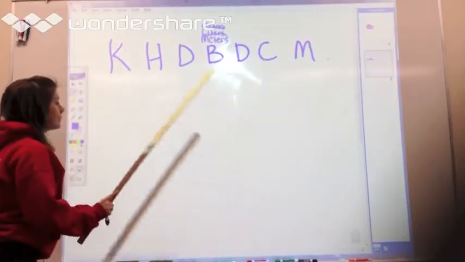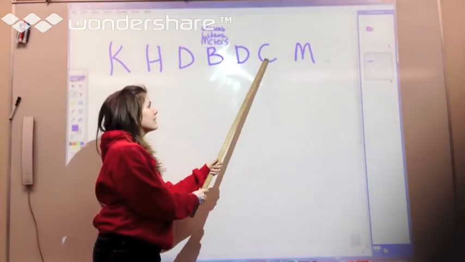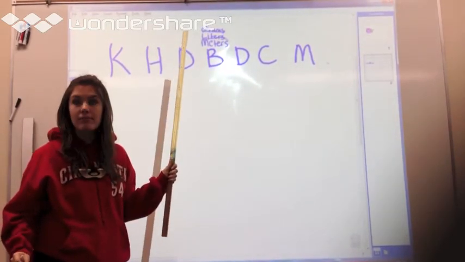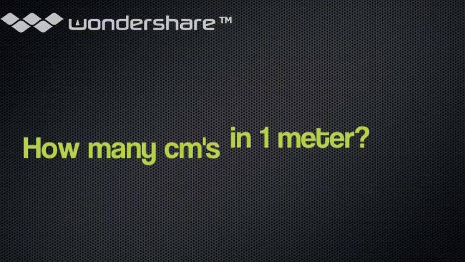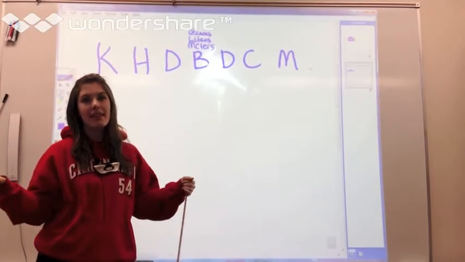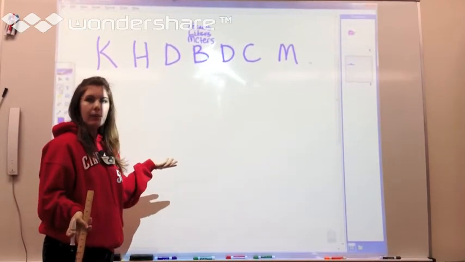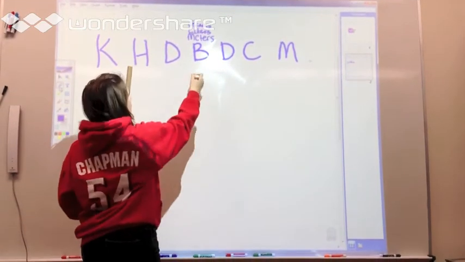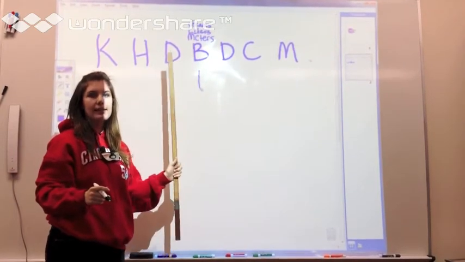Now, next step, folks, we want to find out how many centimeters are in a meter. Does anybody know? Not yet, but we will find out. Let's start with what we know and we'll figure it out. We have 1 meter. And where would we start off? At our base. So we're going to put a 1 here because we have 1 meter.